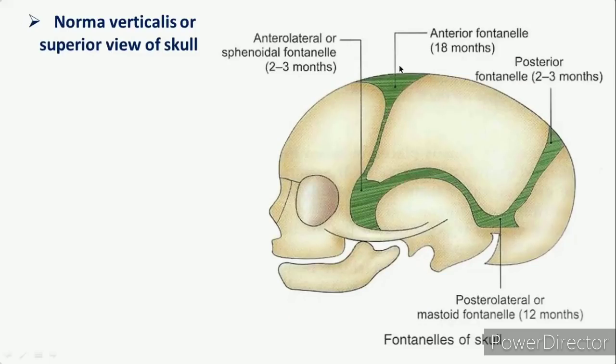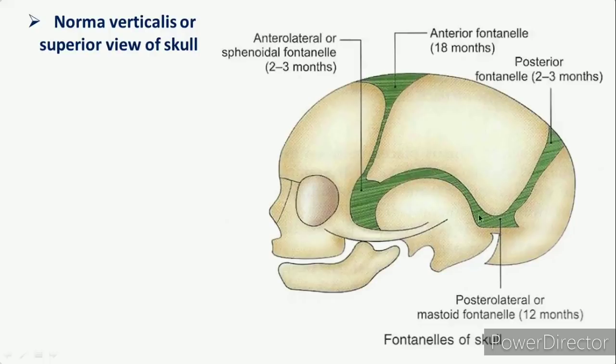So here this point is the bregma and this point is the lambda. These are called the fontanelles. These are the gaps. This is the anterior fontanelle, called the bregma, which closes after birth at around 18 months. The posterior fontanelle, also called the lambda, closes after 2 to 3 months.